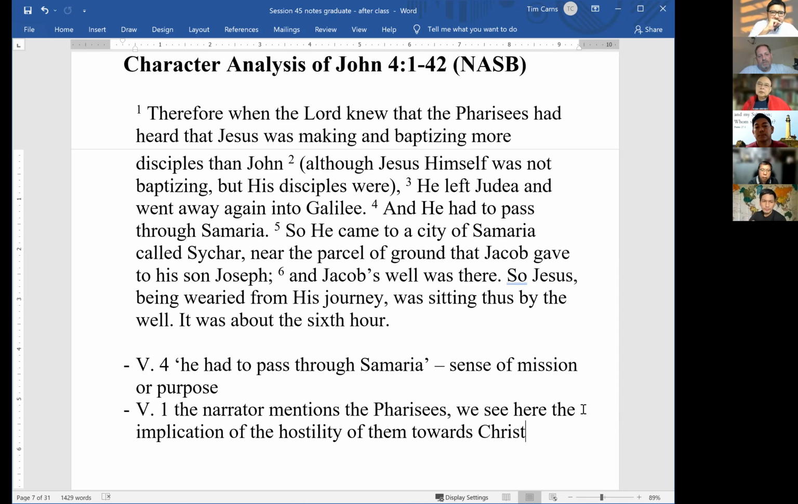Do you guys have any thoughts? Well, the Pharisees served as a foil, as we will later on see. Yes, to the Samaritans. The Pharisees being the religious leaders, while the Samaritans being the despised ones.